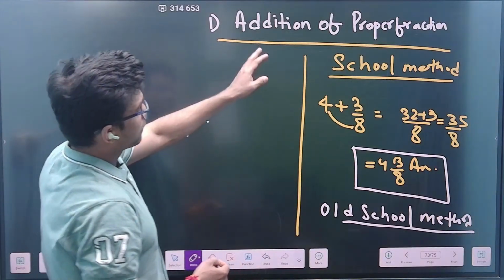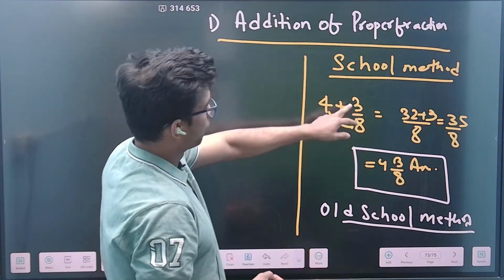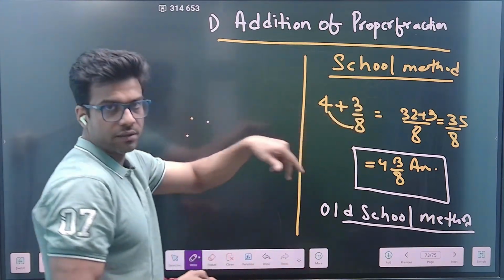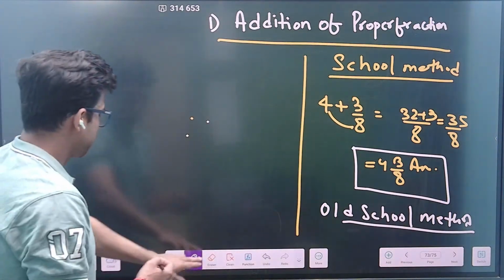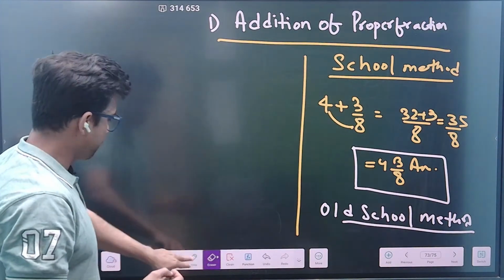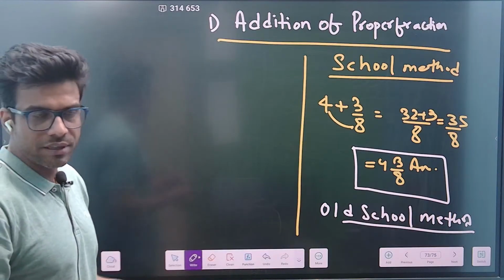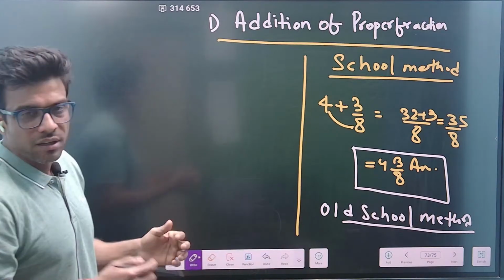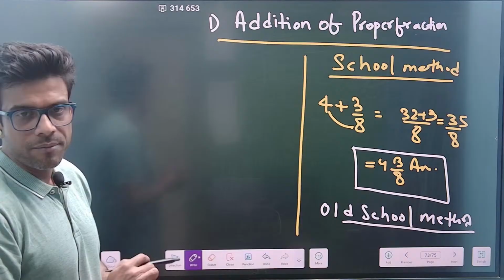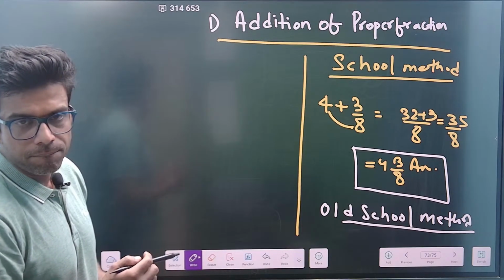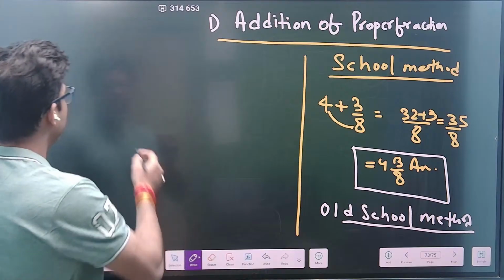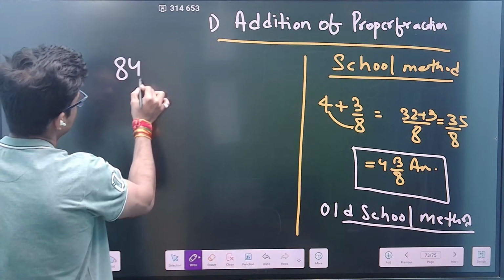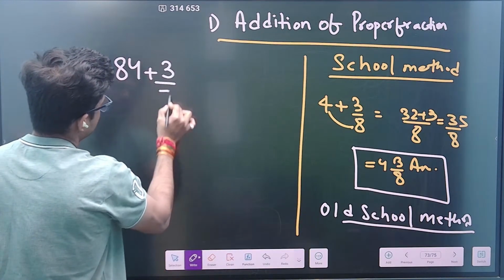This is my proper fraction, correct? The numerator is lesser than the denominator, correct? Now what is the new method? Suppose I take an example, let's take 84 plus 3 by 7, correct?